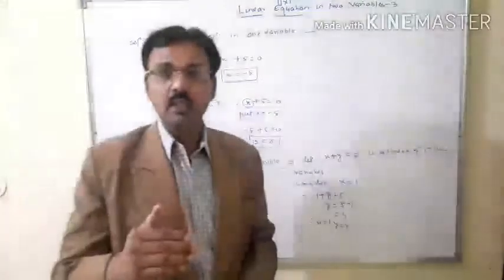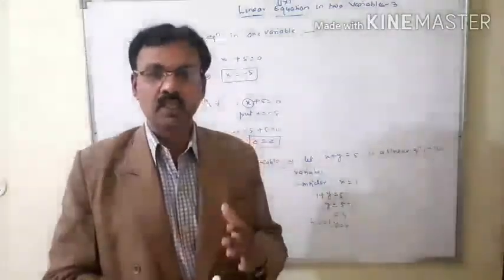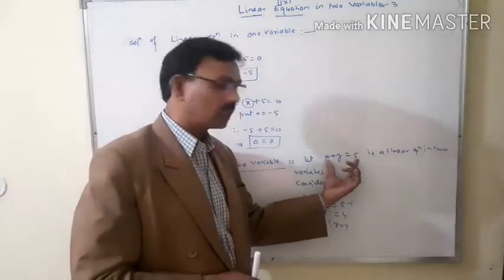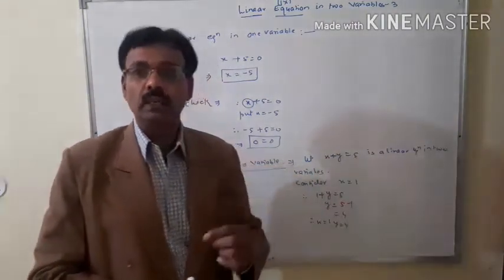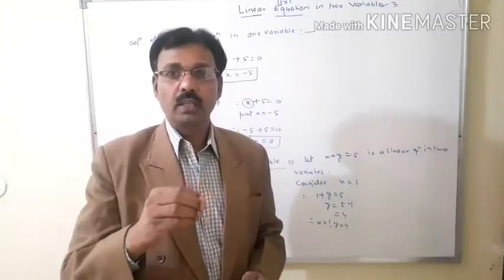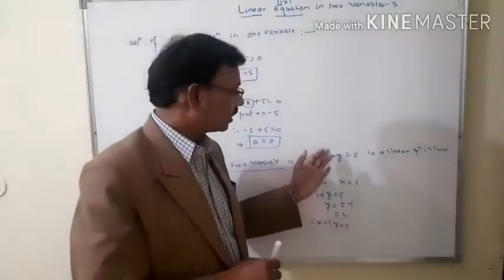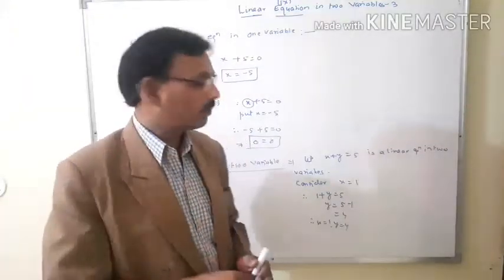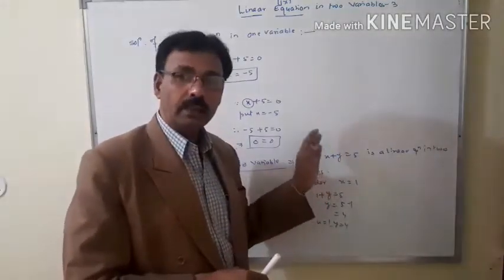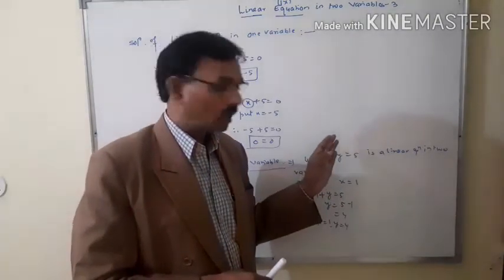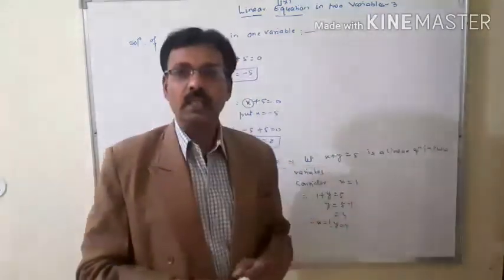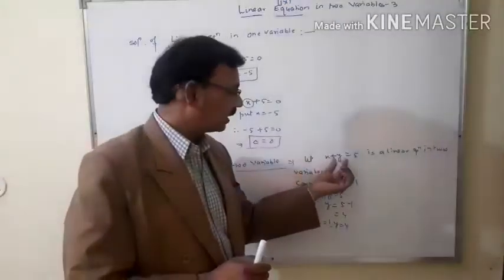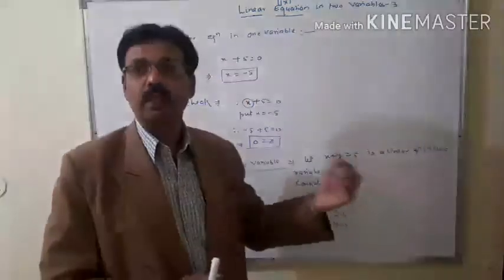But in general language, we can say that a solution of a linear equation in two variables is a pair of numbers, x equal to something and y equal to something. That means any numbers put in the place of x and y, and if they give a value equal to the right side of this equation, then we can say that those values of x and y are the solution of that linear equation.